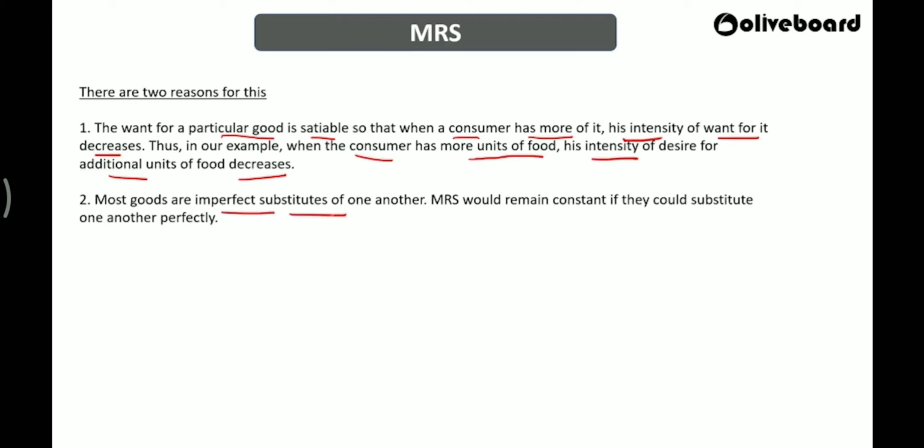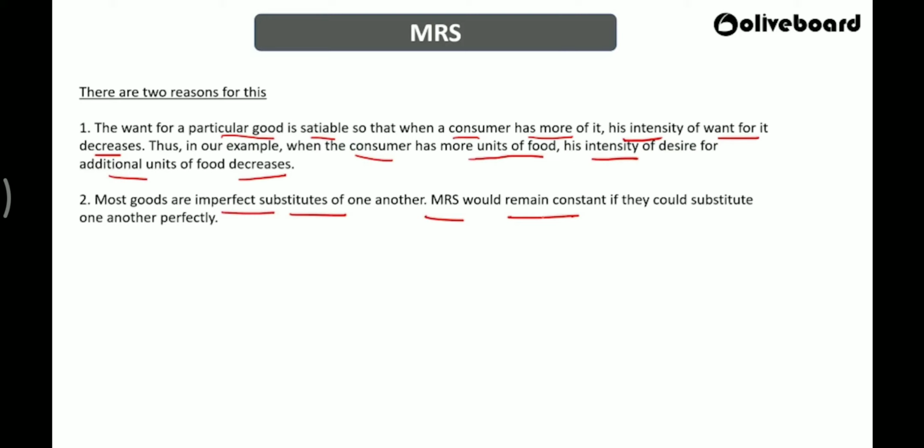And one more point is, most goods are imperfect substitutes for one another. Food and clothing, are they substitutes? No, they are two different products. So that is the reason it is declining. But if the two commodities are perfect substitutes, then your MRS would remain constant.